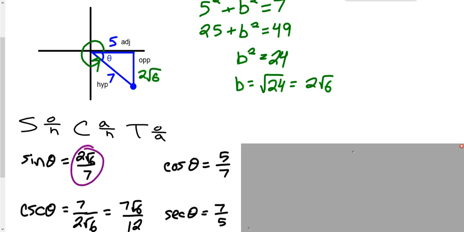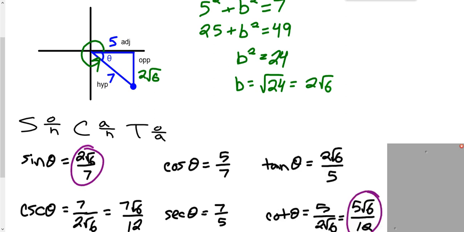I have cosine here. Cosine's 5 over 7. That was given to us. So the secant would just be 7 over 5. And then I have tan. Tan is 2 rad 6 over 5. The cotan would be 5 over 2 rad 6. I'm sorry, that is the reciprocal, but we would have to rationalize it, giving us 5 rad 6 over 12.